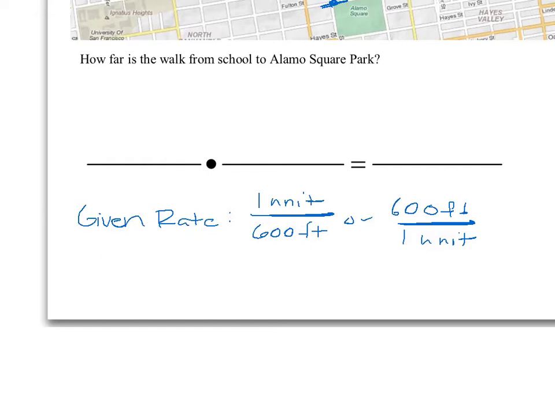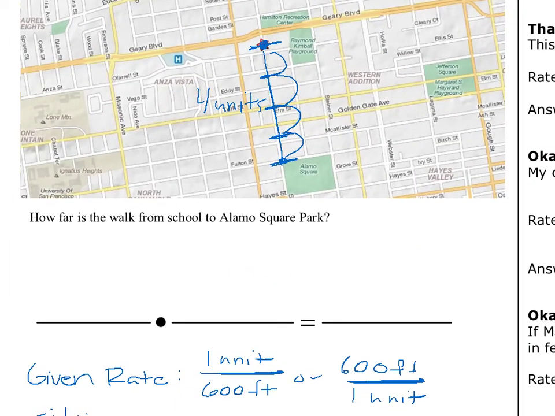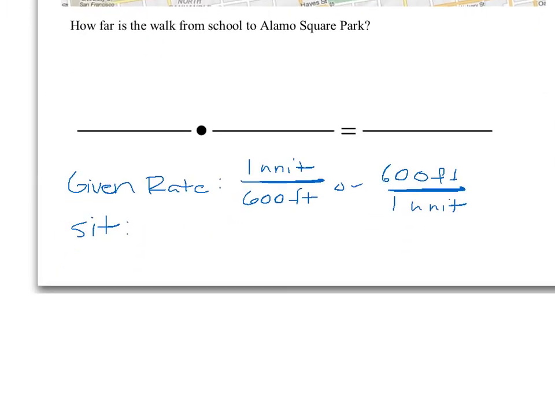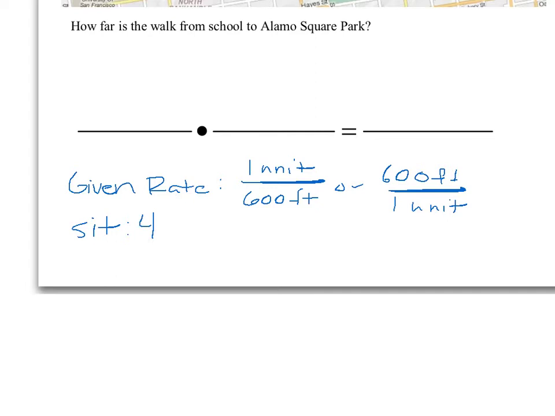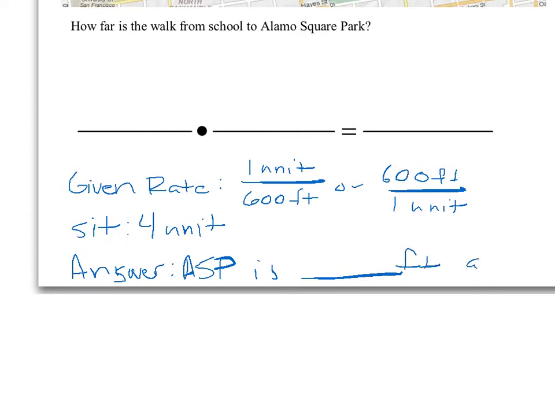All right? So the situation, that's what we're trying to measure. On the map, how many units away is Alamo Square Park from school? How did I measure? I had to measure in the units. How many units? 4 units. So our situation is just 4 units. And so our answer here is Number 2. We want to find out Alamo Square Park, or ASP, is blank feet away.